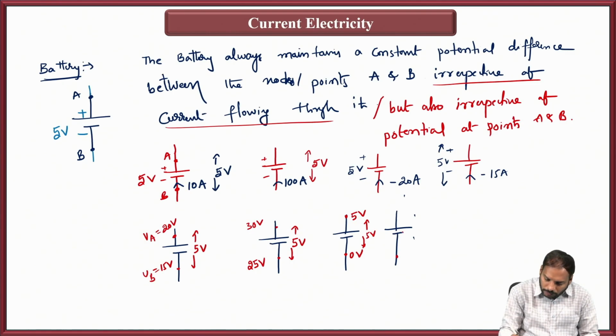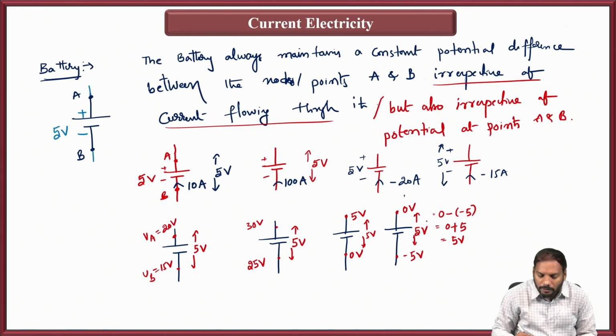Now we'll consider one more example. If it is 0 volts, then what should it be? It should be minus 5 volts. How will you understand the difference? 0 minus of minus 5, which is equal to 0 plus 5, which is equal to 5 volts. That means the potential difference between these 2 points is exactly equal to 5 volts. Okay, so this is how.